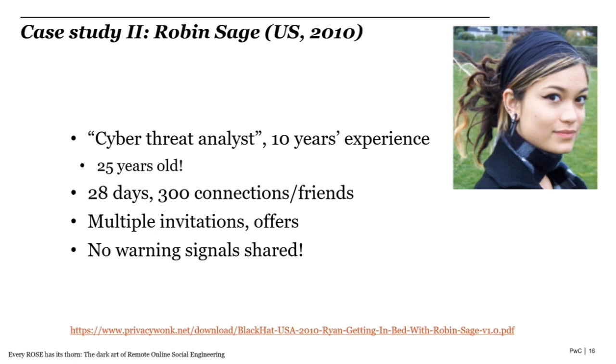Some of the people that Robin Sage approached tried to verify those credentials and found that they couldn't. So they knew that something was wrong, that this person was not who they were claiming to be. But crucially, they didn't share those warning signals. They just declined the invite.